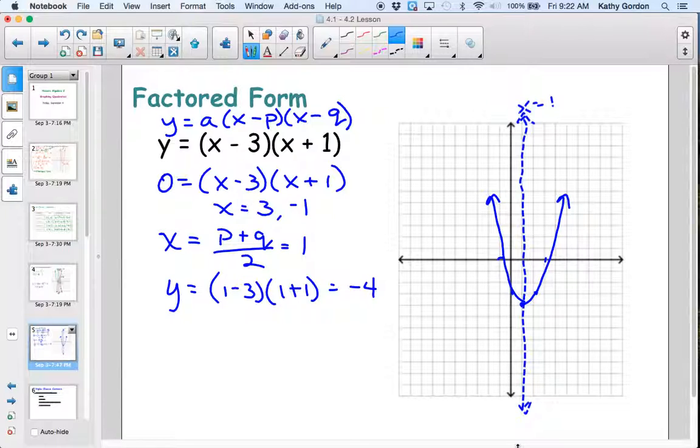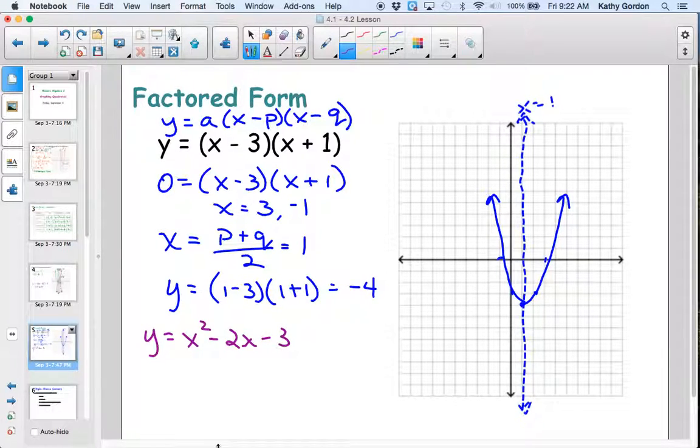Just to double check this to see that it really does work, can you change this factored form into standard form? Yes. What would it be? I'm going to change color on this. Y equals what? X squared minus 3x minus 3. Okay, so the minus 3x and the plus 1x would give us negative 2x and then negative 3.